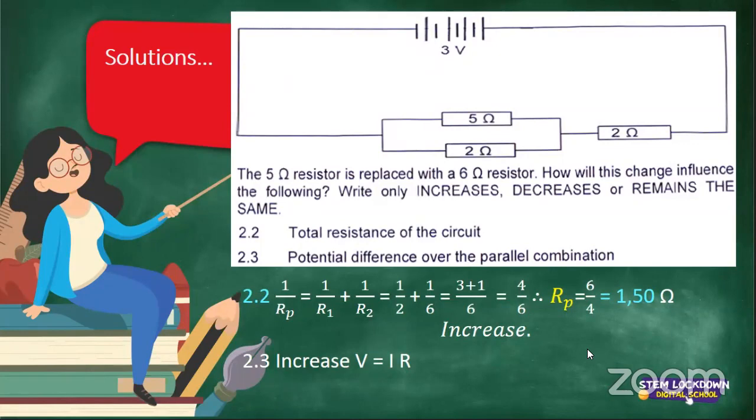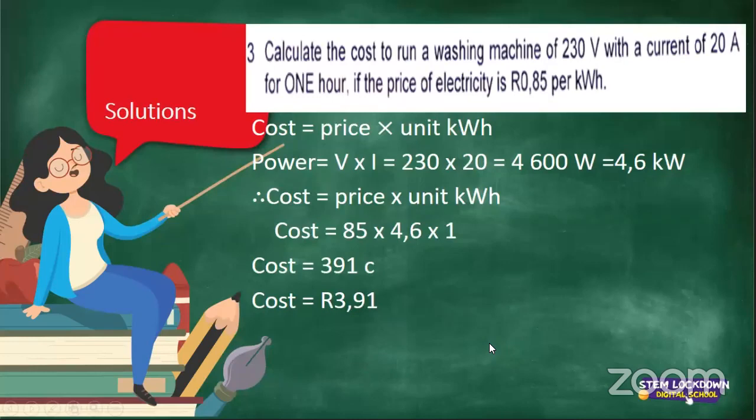Right. The question was, calculate the cost to run a washing machine of 230 volts with a current of 20 amperes for 1 hour, if the price of electricity is 85 cents per kilowatt hour. Now, the cost of electricity will be price multiplied by unit kilowatt. So we need to know how many kilowatts are here. So we need to calculate the power first.